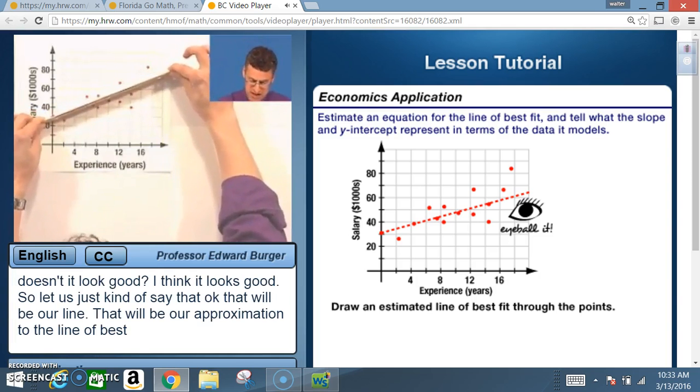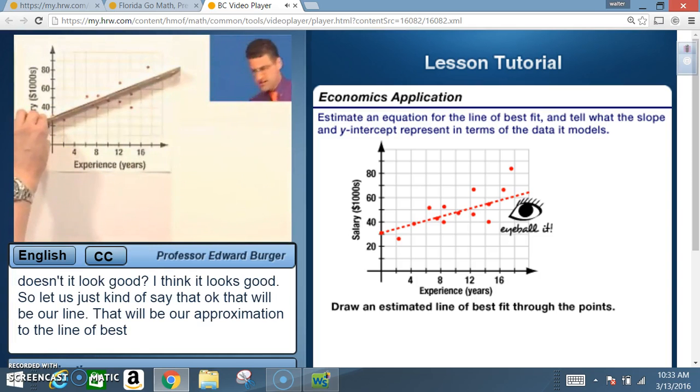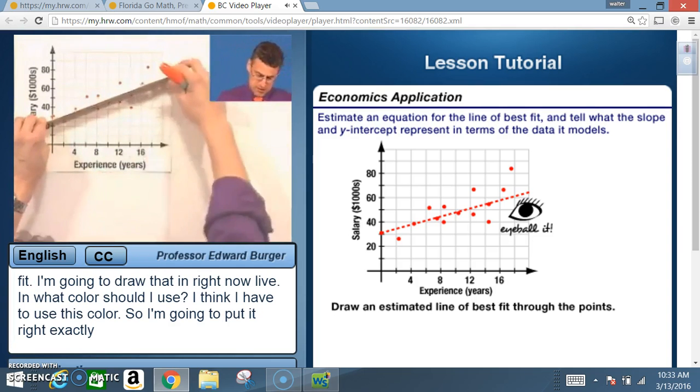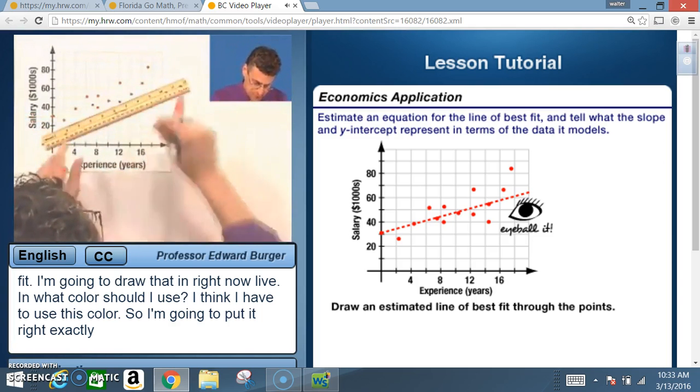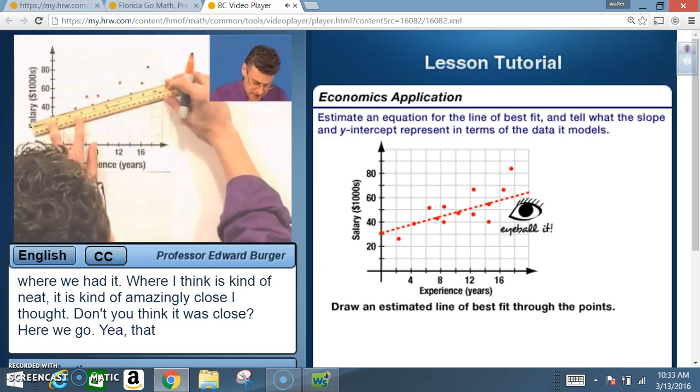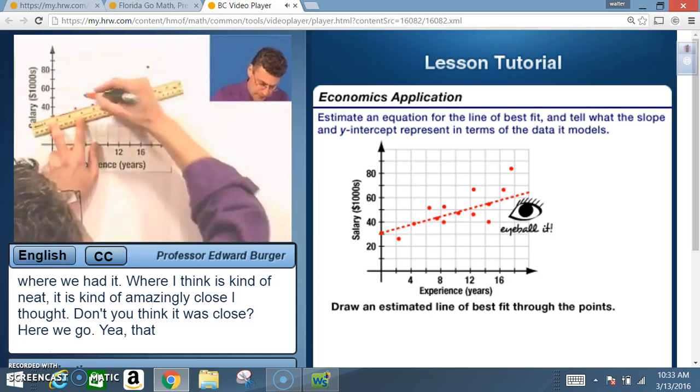So let's just say that, okay, that'll be our line. That'll be our approximation to the line of best fit. I'm going to draw that in right now live. What color should I use? I think I have to use this color. So I'm going to put it exactly where we had it. That was really kind of neat. It was amazingly close, I thought. Here we go.